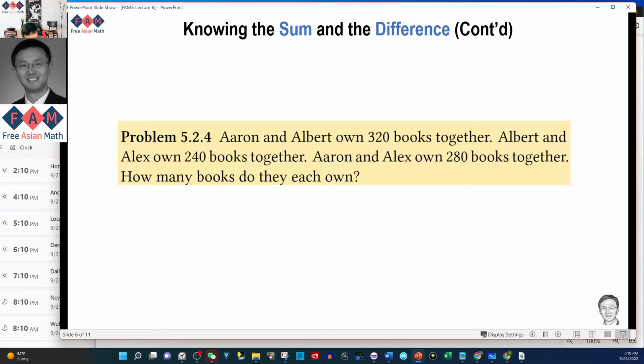By the way, Alex can actually be a girl's name. Do you know that? Like Alexandra. So, for now, we assume this is another boy.